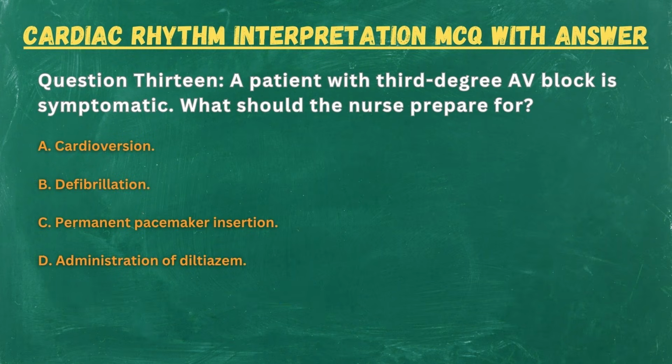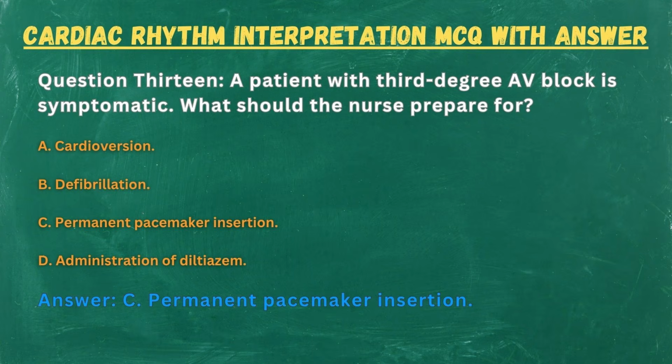Question 13. A patient with third-degree AV block is symptomatic. What should the nurse prepare for? A. Cardioversion. B. Defibrillation. C. Permanent pacemaker insertion. D. Administration of diltiazem. Answer: C. Permanent pacemaker insertion.